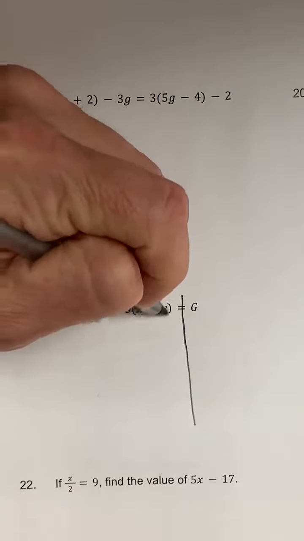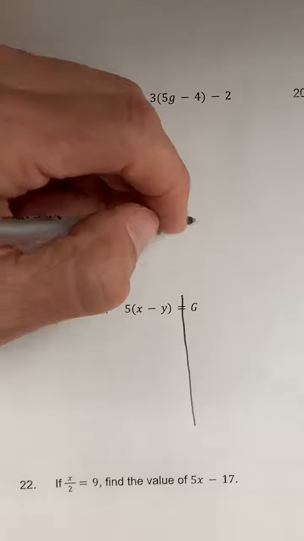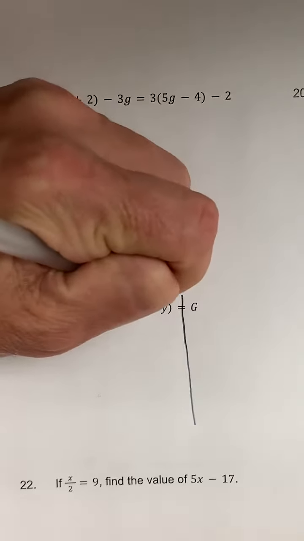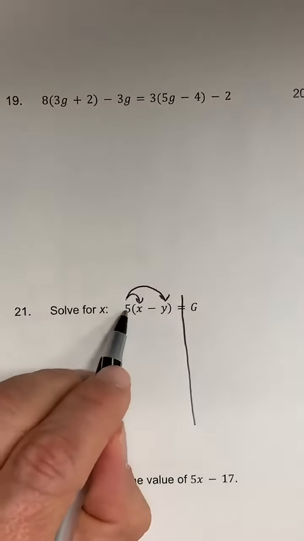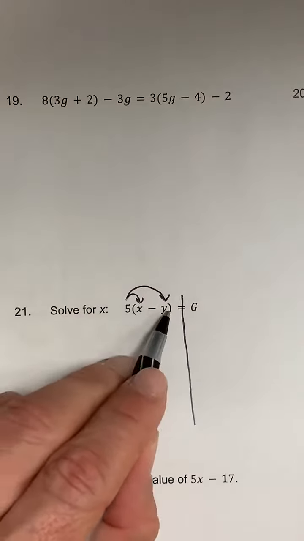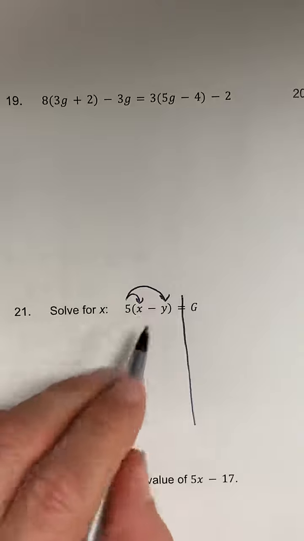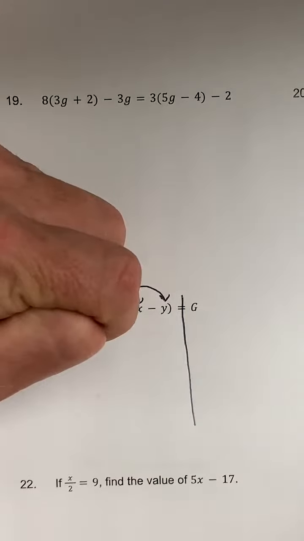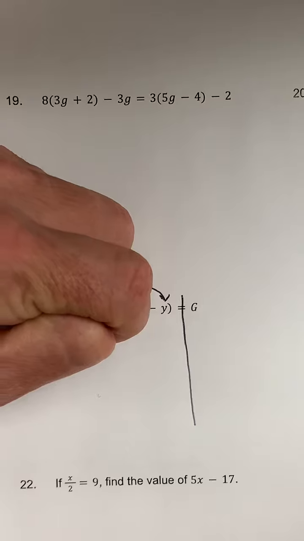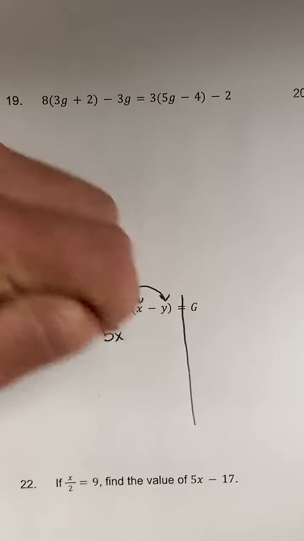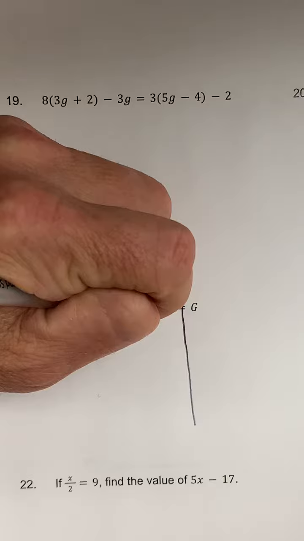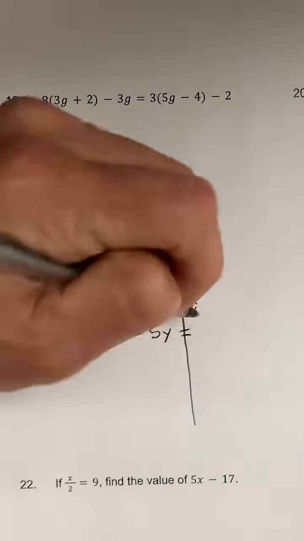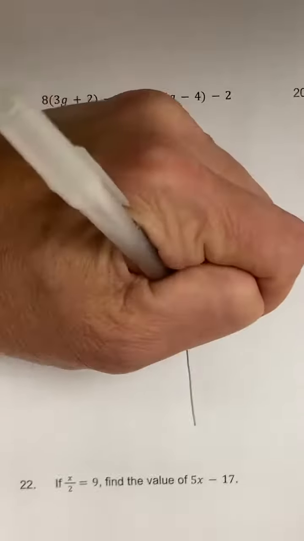Anytime I have parentheses, I want to get rid of those parentheses. And the way you get rid of a parenthesis is to use the distributive property, which is a fancy way of saying take the thing that's in front of it and multiply it by everything inside. So this x is going to get multiplied by a 5, and it's going to turn into a 5x, and then minus 5y equals g.